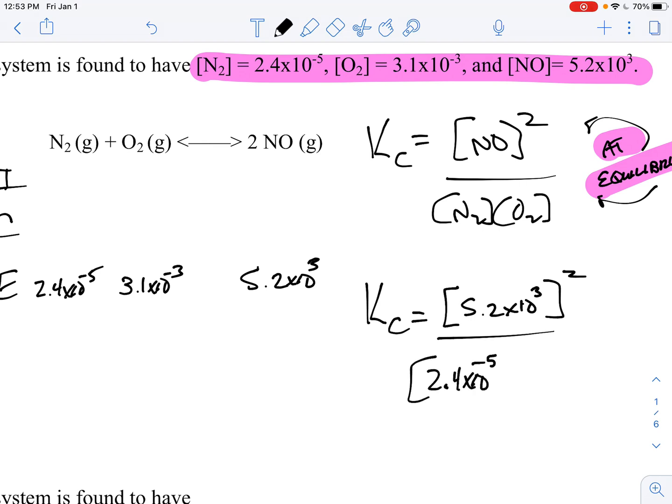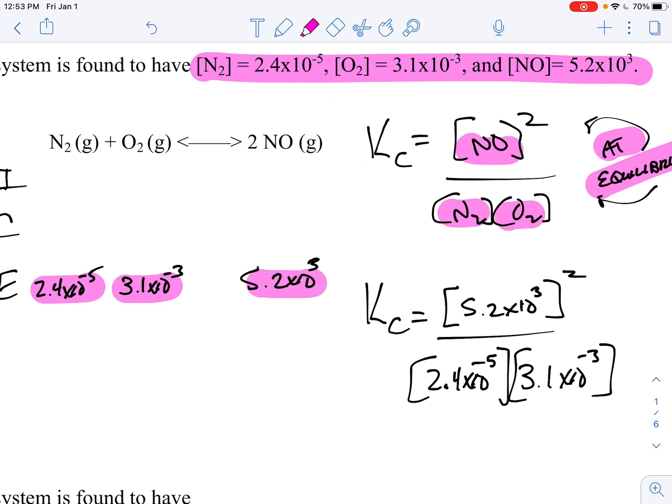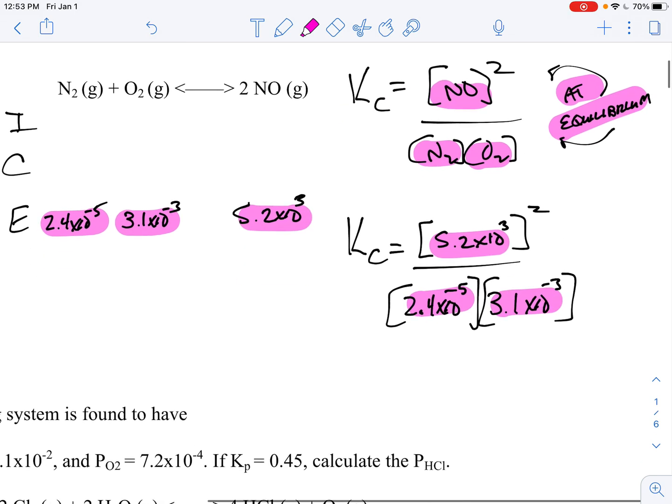And then I'm going to have to divide that by 2.4 times 10 to the negative fifth and 3.1 times 10 to the negative third for those guys, because again, they are at equilibrium. And because they are at equilibrium, I can simply plug them into my equation. So I get out my calculator and I do 5.2 times 10 to the third, and I square it, and then I divide that by 2.4 times 10 to the negative fifth and 3.1 times 10 to the negative third.